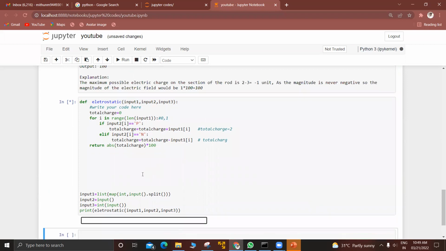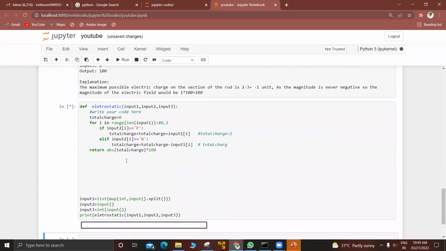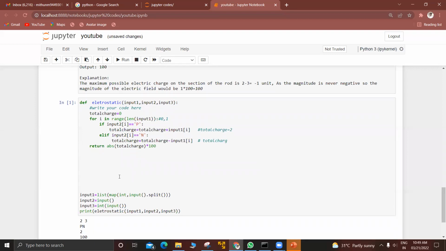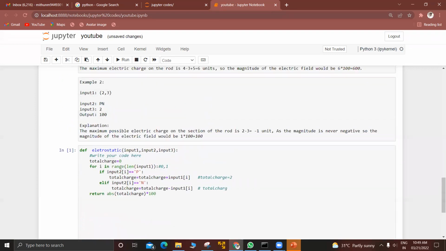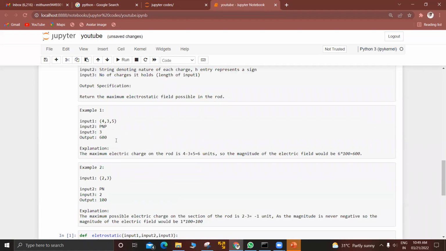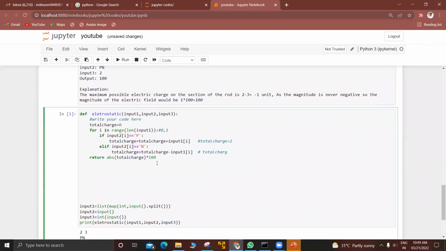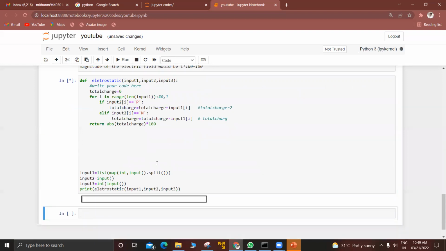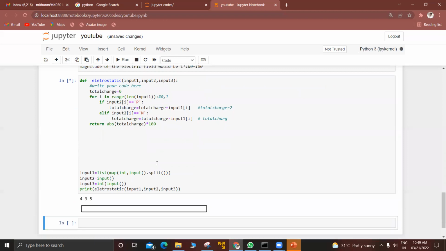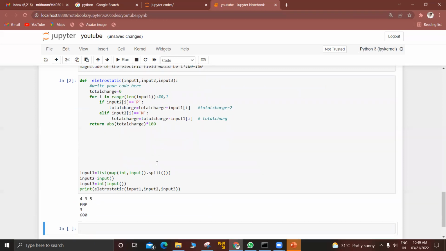So let us check for input 1. That's 2 space 3 enter, P N enter, 2. So it's giving the correct output. So let us check for this condition. 4 space 3 space 5 enter, P N P, then 3. Okay, it's giving 600. This is the code.